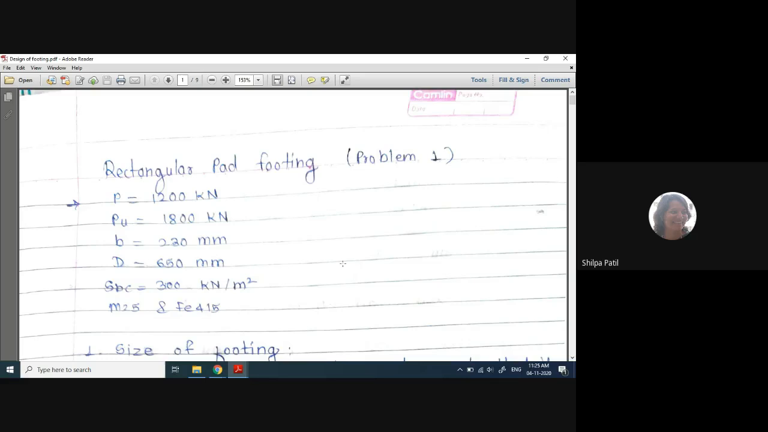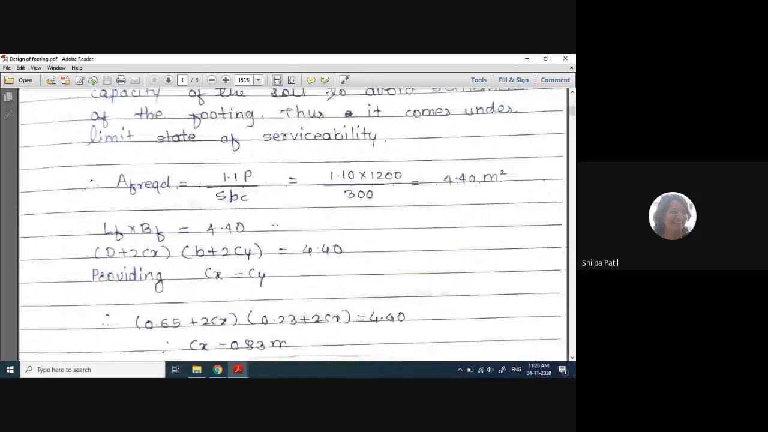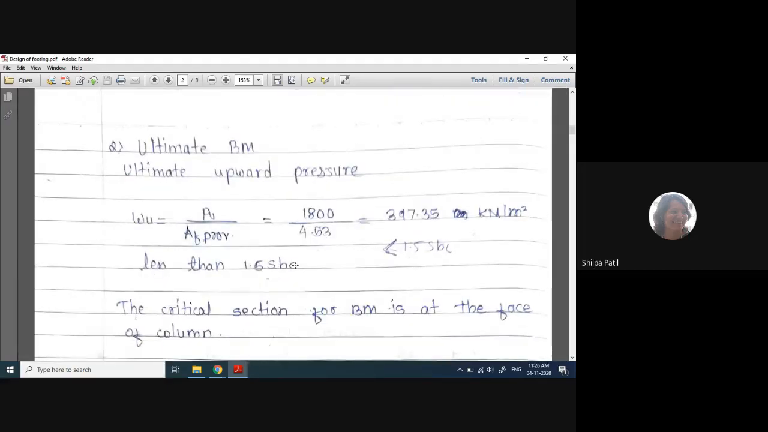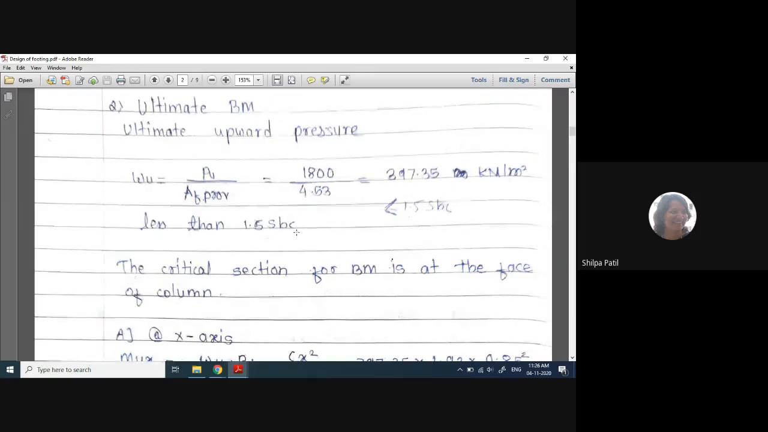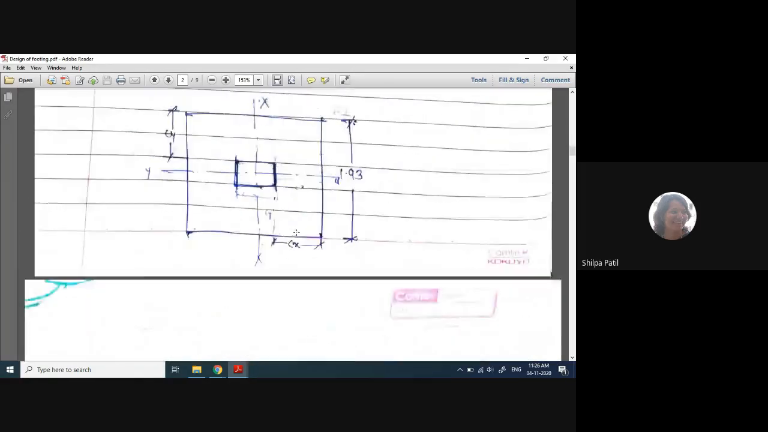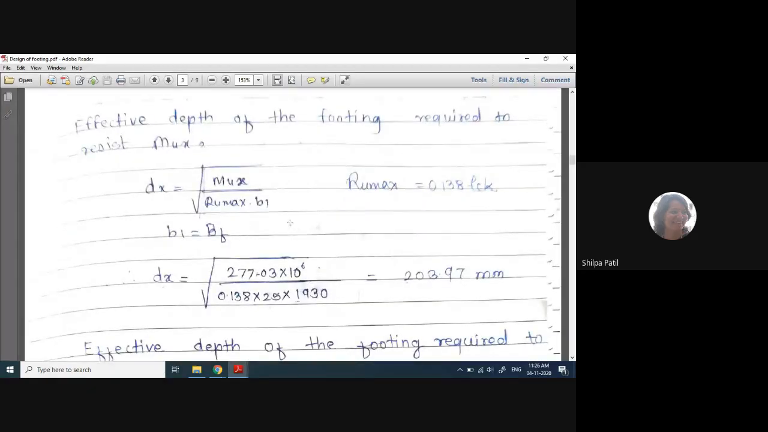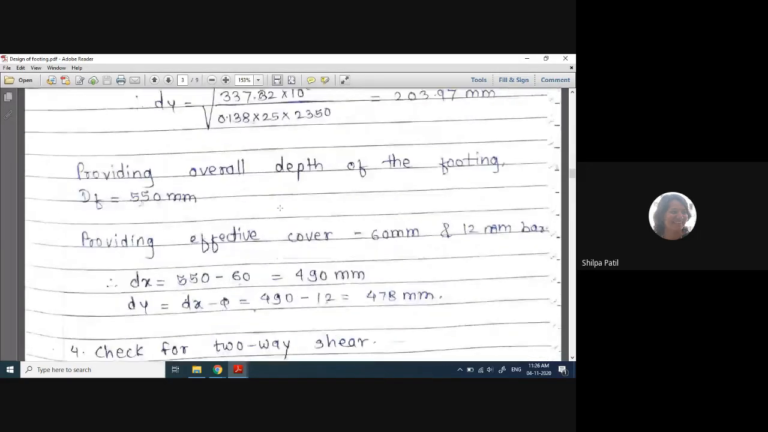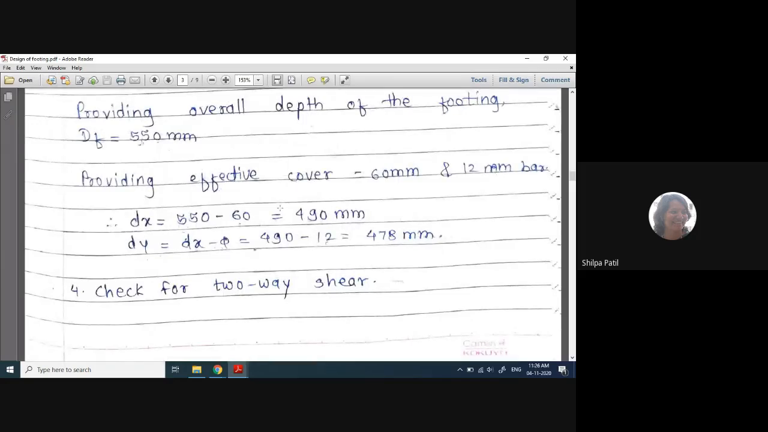in the footing design. Then we started designing one rectangular pad footing, in which we already have discussed the size of the footing, how to calculate the size of the footing, then how to find the ultimate bending moment based on the ultimate upward pressure which is acting at the bottom of the footing. And then we also decided the depth of the footing based on the moment resisting capacity of the footing. Okay, up to this we have completed yesterday.